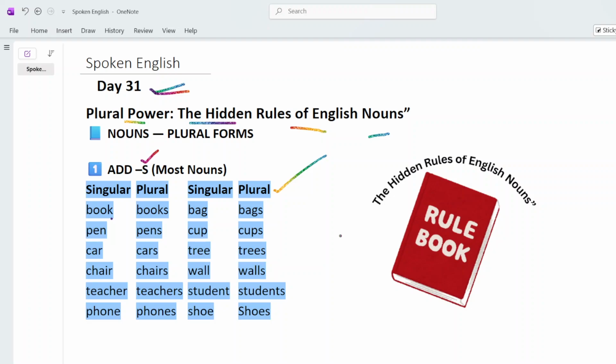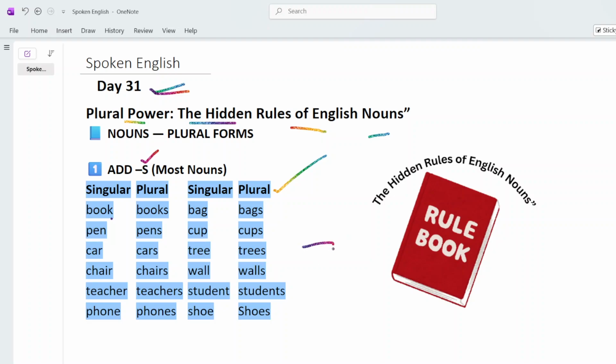Correct? This is the standard plural pattern. If the word ends in a regular sound and you're not feeling any difficulty when you're pronouncing it, you just have to add an S to the word to transform it into a plural word. For example, book, books, chair, chairs, teacher, teachers.